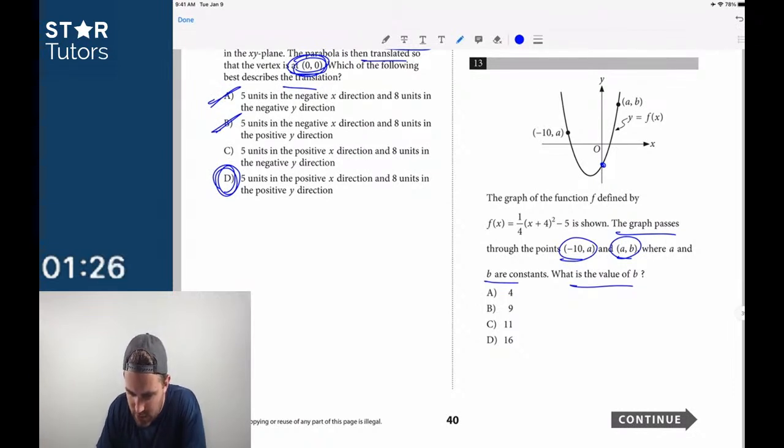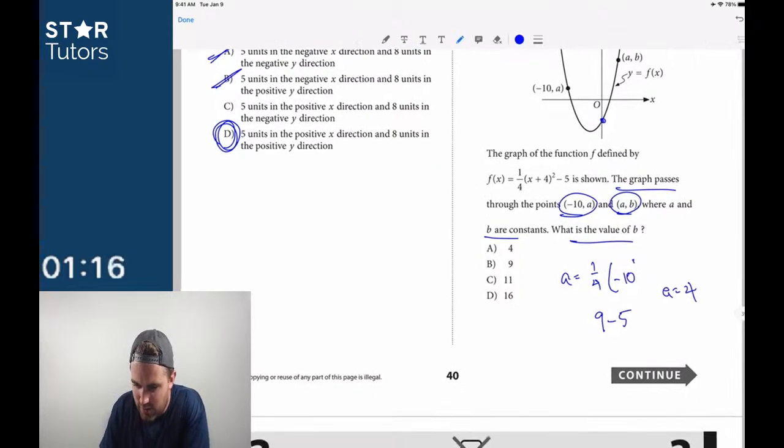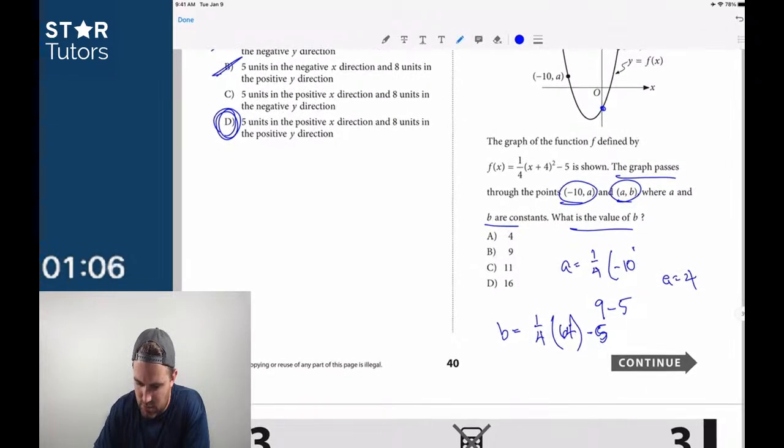Y equals, so A equals 24 times negative 10, so that's 636, that's 9 minus 5. So A is 4. And then if we plug it in over here, we get b equals 1/4 times 64 minus 5. 1/4 of 64 is 16, minus 5 is 11. So I'm going to choose C.